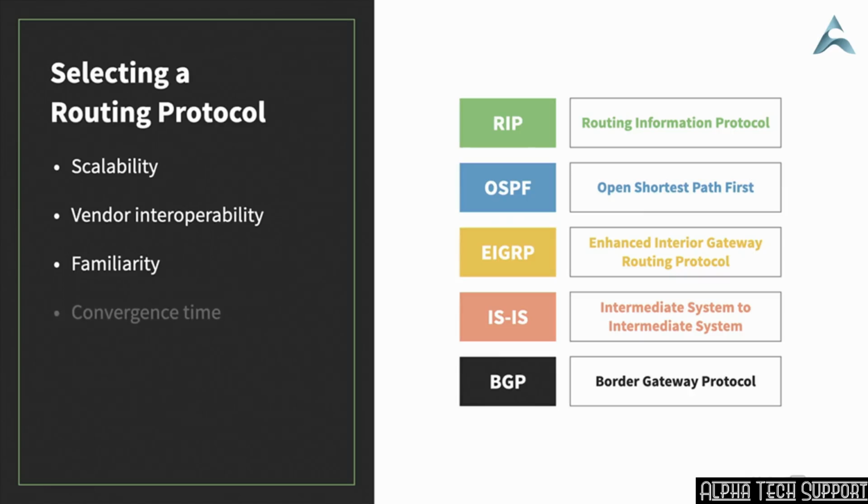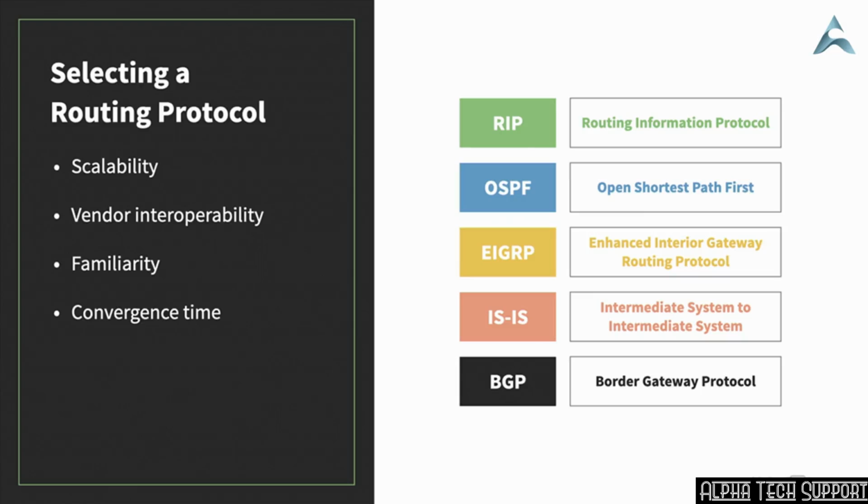And another one is convergence time. If a failure occurs in the network, the great thing about a dynamic routing protocol is if there's another way to get to a destination network, we can route around that failed network segment. And that process of routing around a failed segment is called convergence. How quickly do these converge?